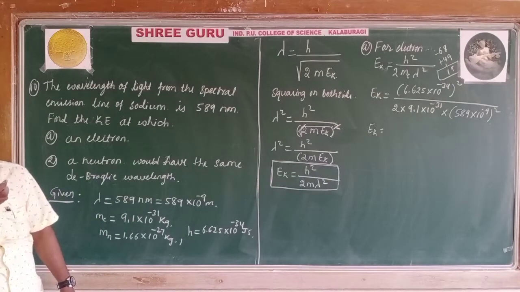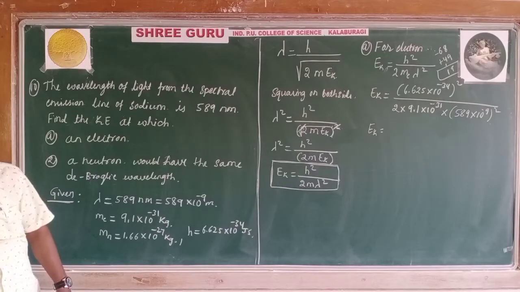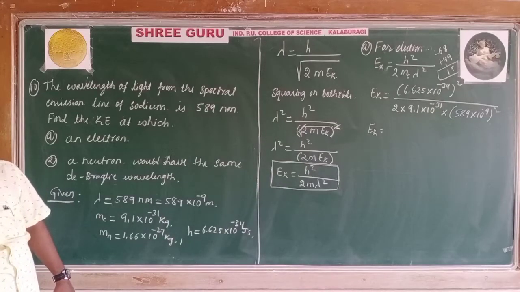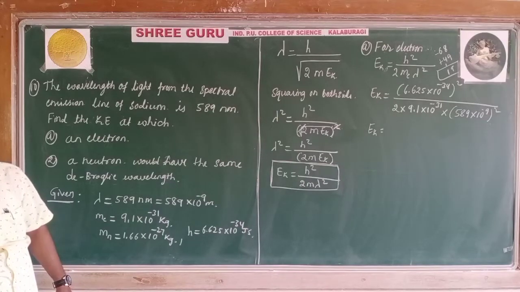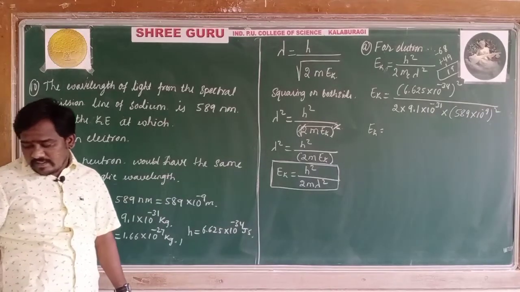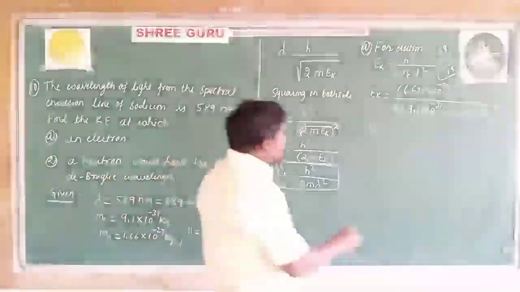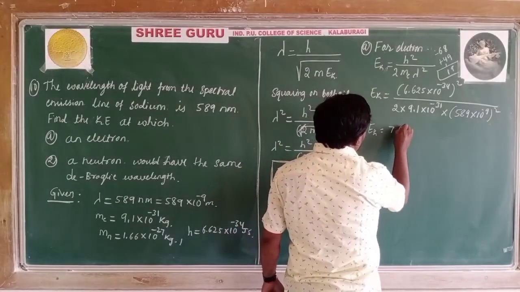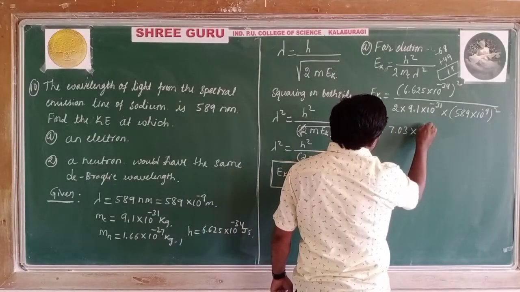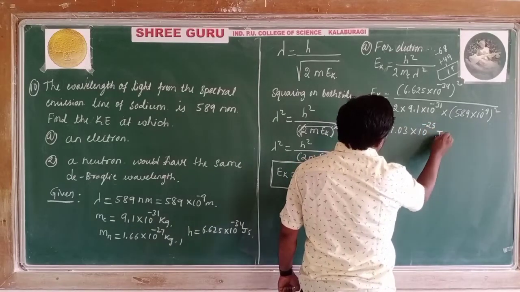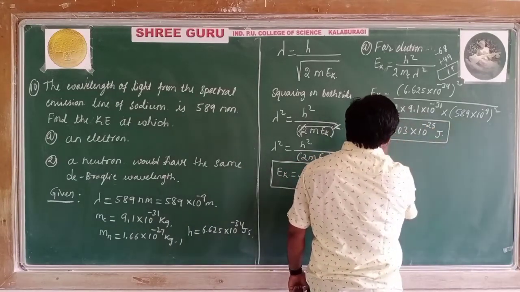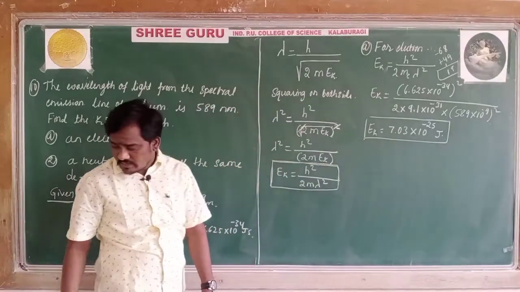Power conversion is okay. Just to convert yourself, the final answer is 7.03 into 10 raised to minus 25 joules. Why? Because energy is in terms of joules.